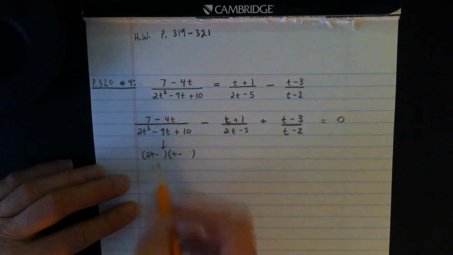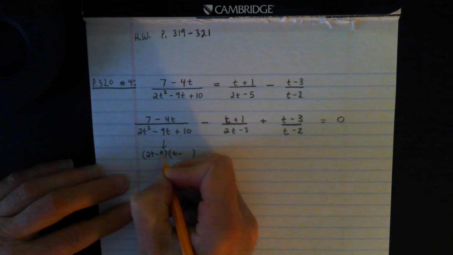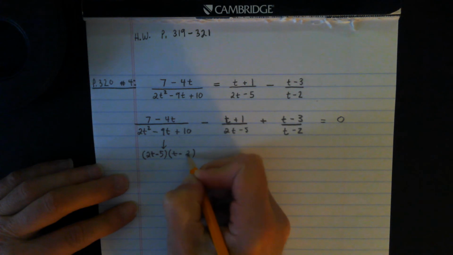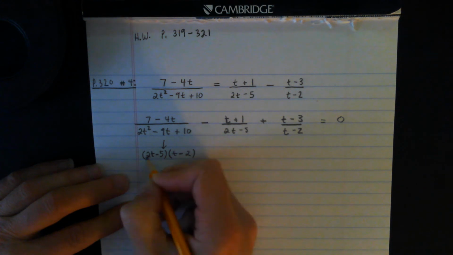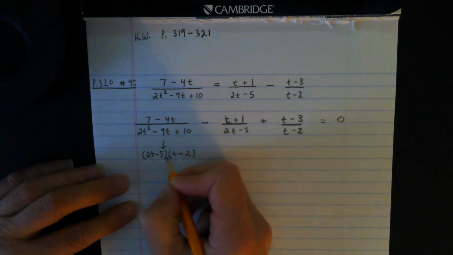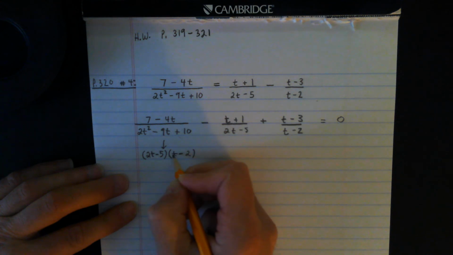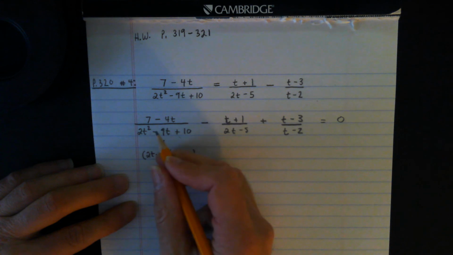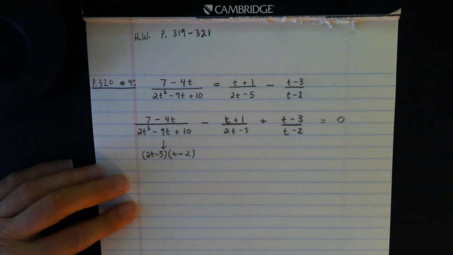Okay, but then in my head, you're just doing this all in your head, I would say to myself, oh, wait a minute. If I put a minus 5 here and a minus 2 here, I would get 2t times minus 2 is minus 4t. And then minus 5 times t would give me minus 5t, and I'd add them together to get minus 9t. Okay, so that's one way to do it.